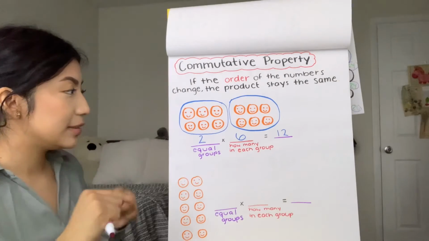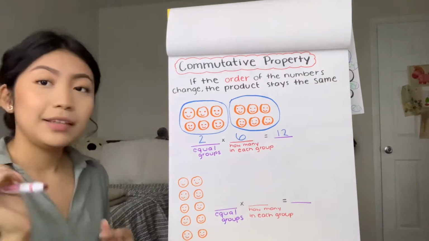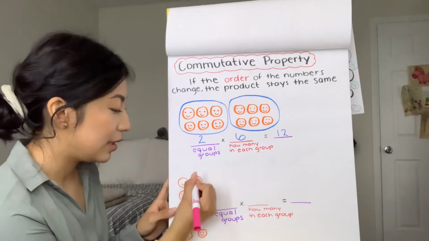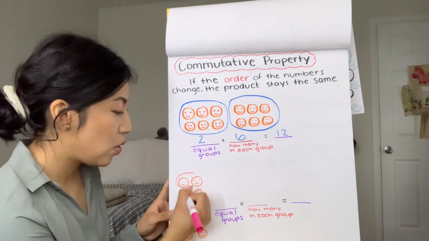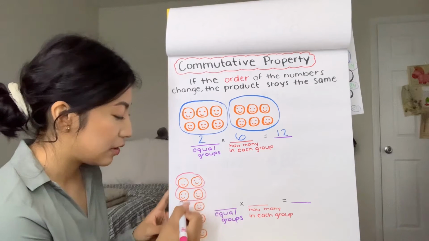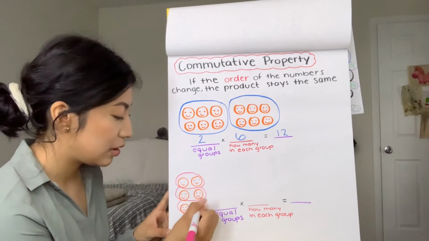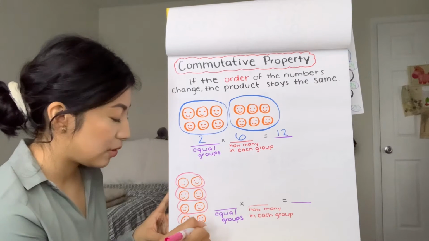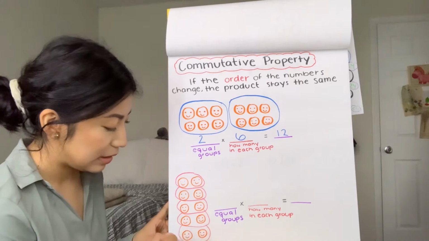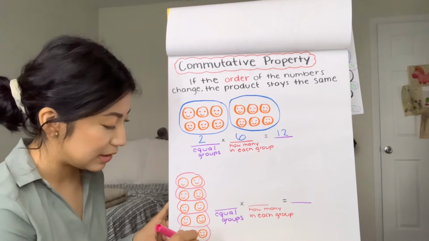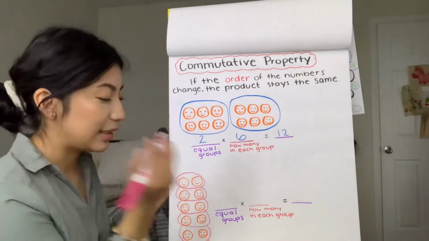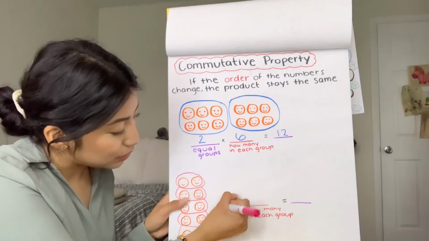All right. Yes, good job. We could put them in 6 equal groups. So let's circle that. All right. So we have 1 group, 2 groups, 3, 4, 5, and 6. All right. So how many equal groups did we just say? Yes, we have 6 equal groups.